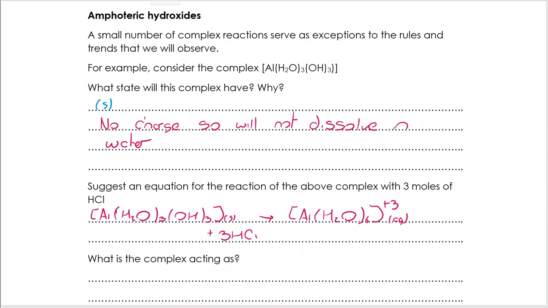And in doing so, I am going to be left with my 3 Cl minuses. They've donated their protons, they're left as chloride ions. What is the complex acting as? Well, the acid, hydrochloric acid, is acting as an acid. It's donating protons. The complex has accepted protons. So that means it's acting as a base.